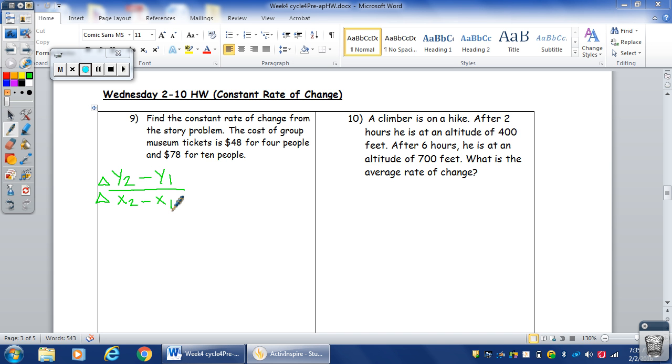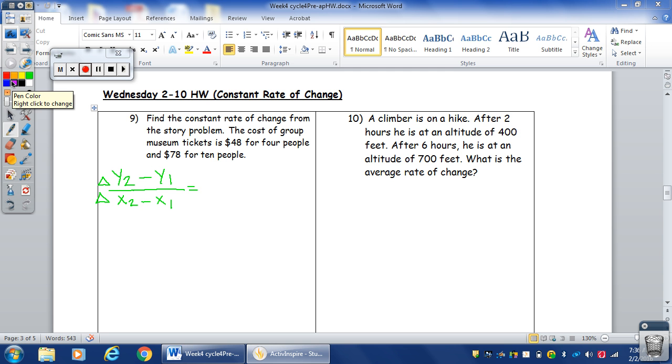Alright, so once we plug in our numbers here, we can go ahead and find our constant rate of change. So it says to find the constant rate of change from the story problem, okay? So it says the cost of group museum tickets is $48 for 4 people and $78 for 10 people.